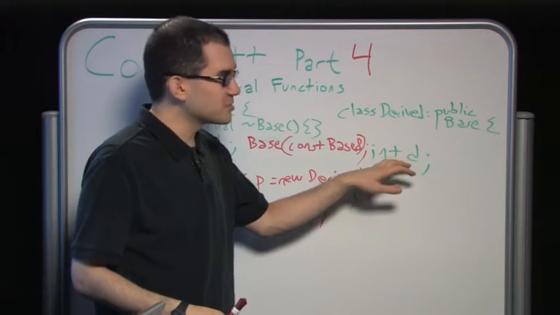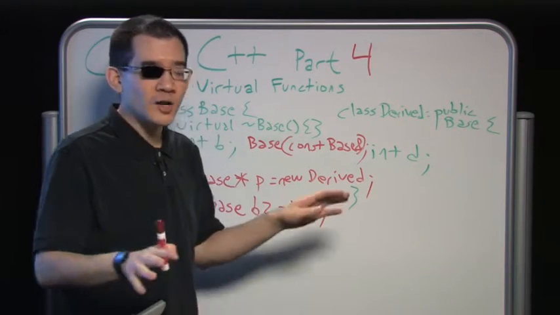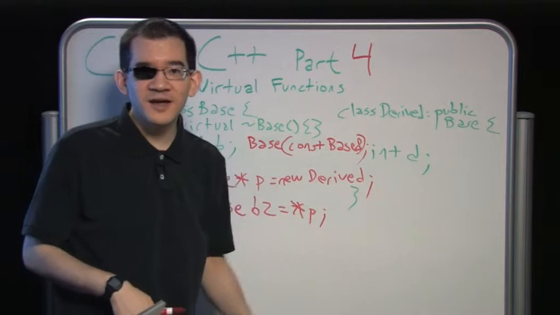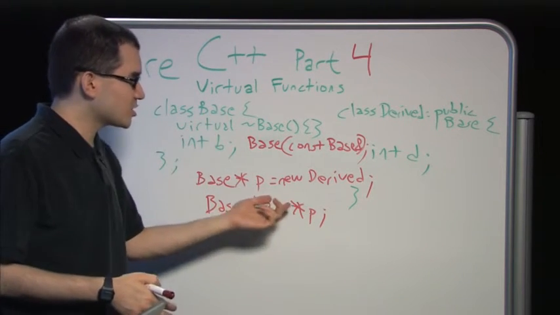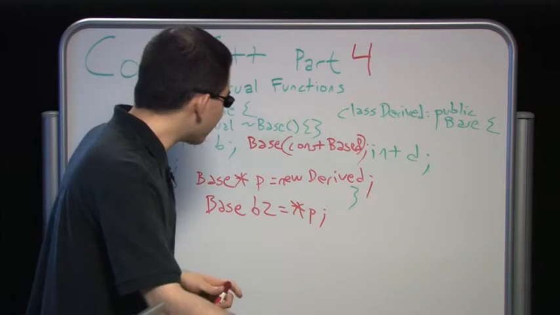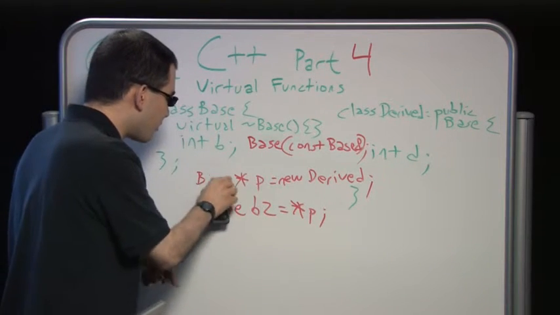So if it's got cool derived members, those are just gone. And if it's got cool derived functionality like virtual member functions, that's also gone. You only get a copy that's now actually a base. This is true even if I originally had a pointer to derived.